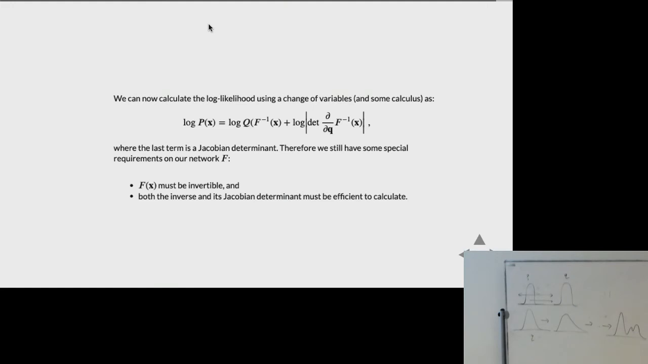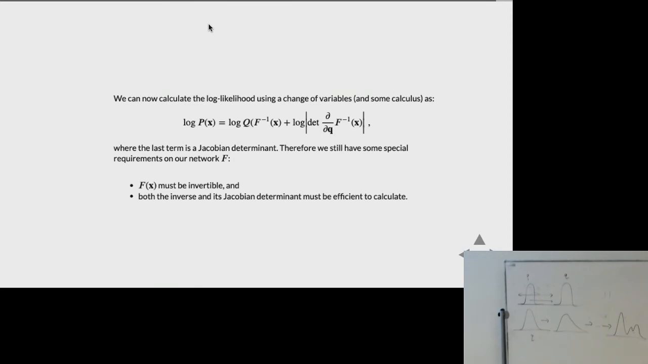But the hard thing is that we need to be able to evaluate not just F, which the neural network does for us, but also F inverse. Okay, so F inverse appears two times here. Plus we have this determinant. This is a matrix, and this is the determinant of the matrix.